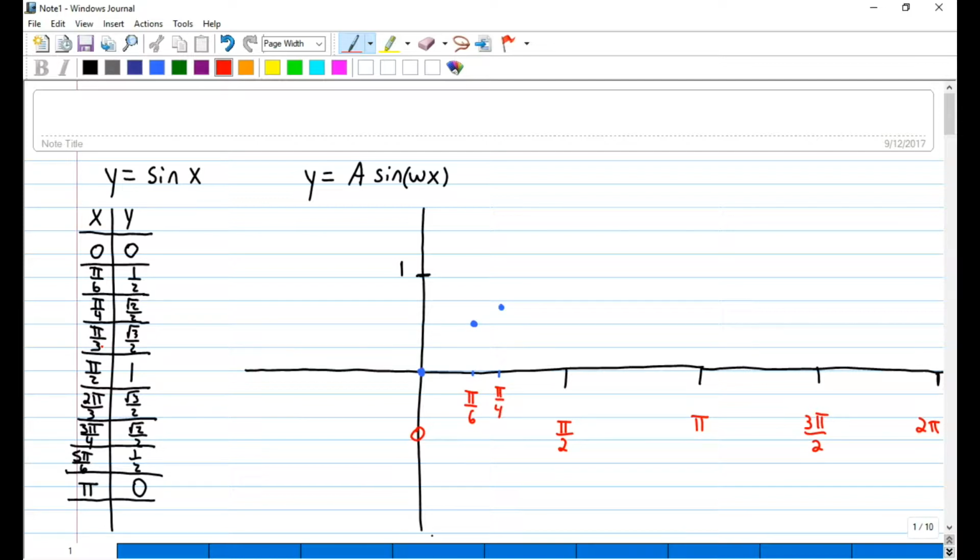And then pi over 3. Well, pi remembers about 3.14. 3.14 divided by 3 is a little bit more than 1 unit. So if this is 1.5 units, then 1 unit is going to be about 2/3 of the way. I don't know if that makes sense to you. Hopefully it does.